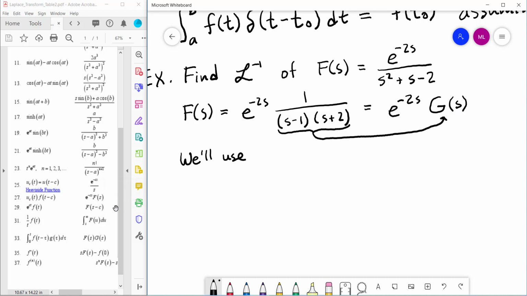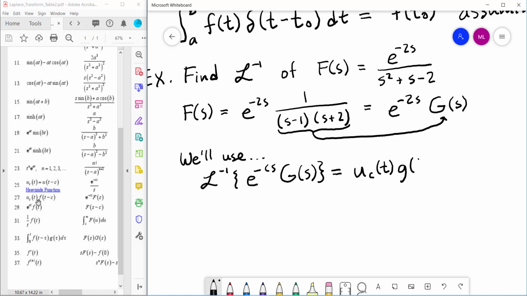So I'm going to switch the notation, but I'm going to use the fact that basically if I want to do the inverse Laplace transform of e to the negative cs times what I'm calling now capital G of s, again, I'm just copying this notation right here, but switching the f to a g. That inverse transforms back to this. So this will become u sub c of t times, in this case, g of t minus c. So this is what I want to use. We're going to be using this setup.